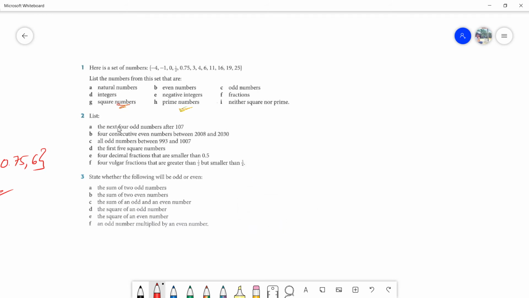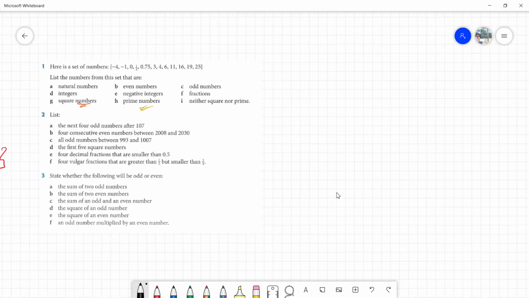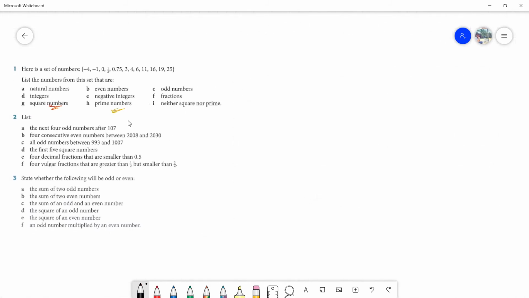Okay. Now moving to question number 2. Question 2, part A. They say list the next 4 odd numbers after 107. After 107, we have to list the next 4 odd numbers.